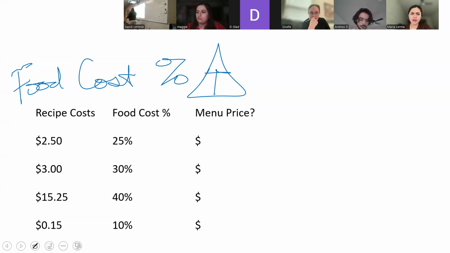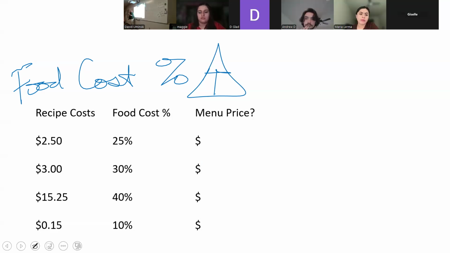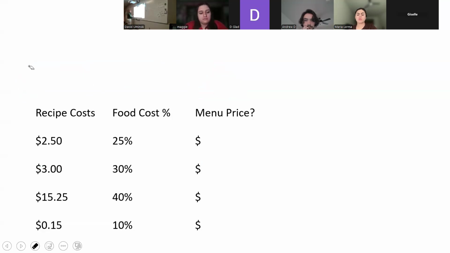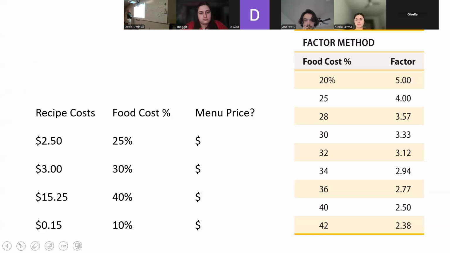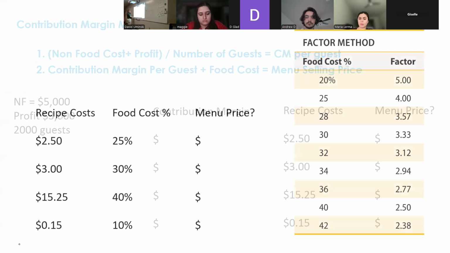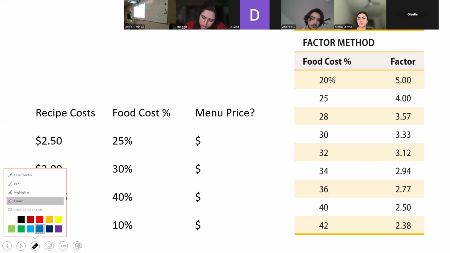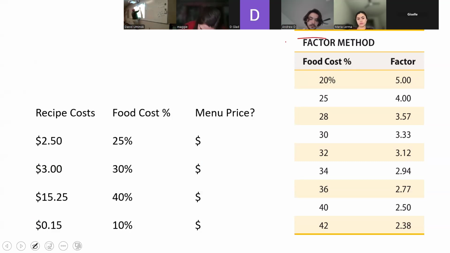Our food cost percentage. So we have four different methods that we're going to use to cost out our recipes. The first one is our food cost percentage. I'm not going to do a lot of examples. Why? We've done a lot already this semester. Yes, sir. We've already gone through a lot of these percentages. We've always used the triangle already, right? Yes, sir. So I'm not going to do a whole lot of examples with that. The second method is our factor method.